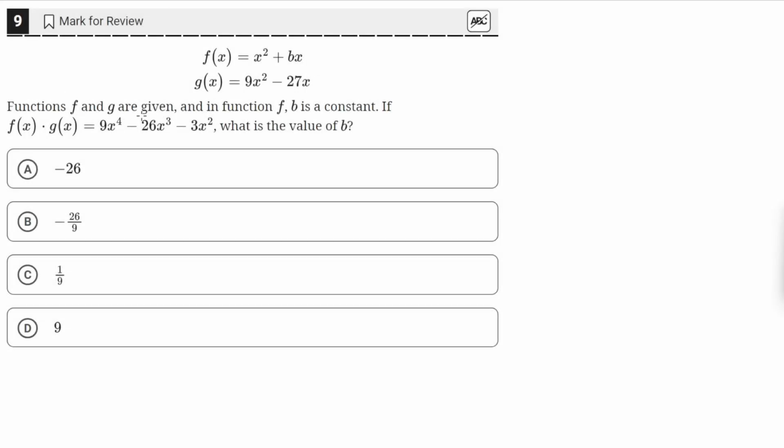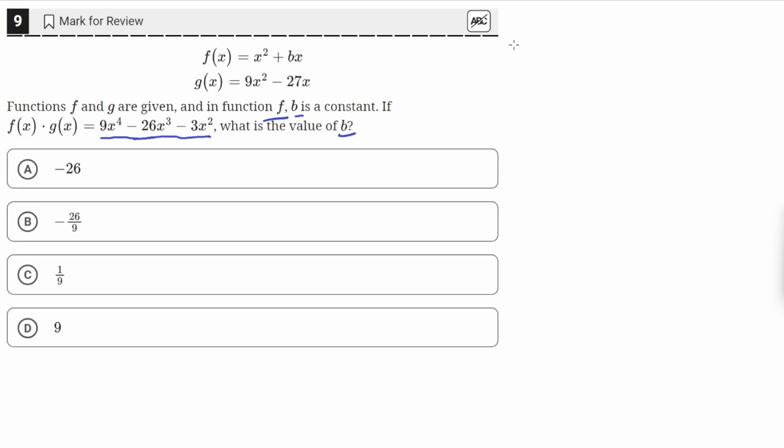Functions f and g are given, and in function f, b is a constant. If f of x times g of x equals 9x to the fourth minus 26x cubed minus 3x squared, what is the value of b?